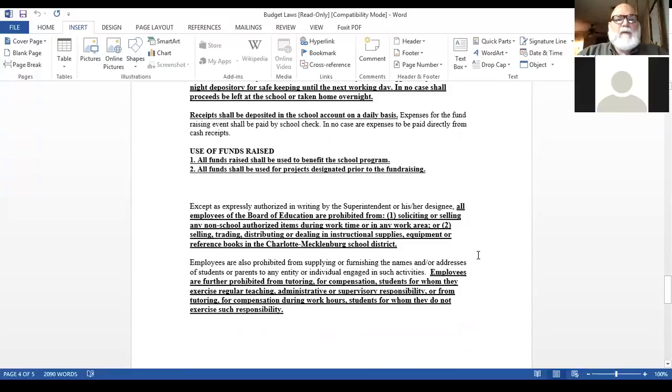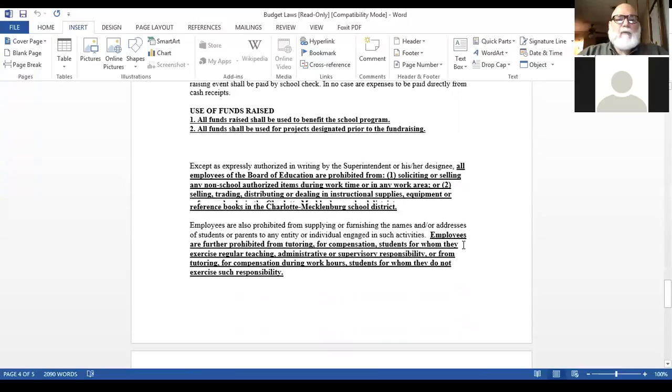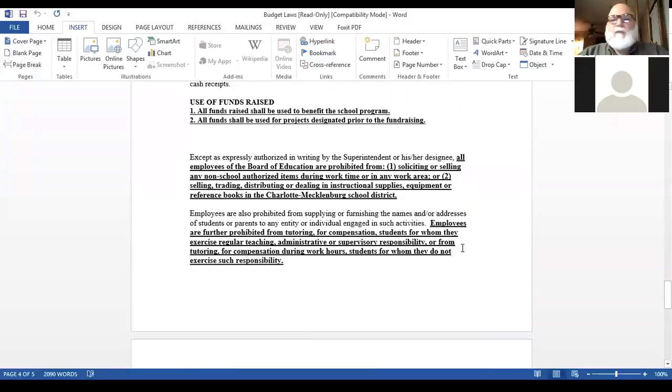Use of funds raised. All funds raised should be used to benefit the school program. All funds should be used for projects designated prior to the fundraising. It's supposed to be in your budget request, what we're going to use it for. All right, this one speaks to what I was talking about before, running a private business, using school facilities or letting people do that. All employees of the Board of Education are prohibited from soliciting or selling any non-school authorized items during work time or in work areas, selling, trading, distributing, or dealing in instructional supplies and equipment.